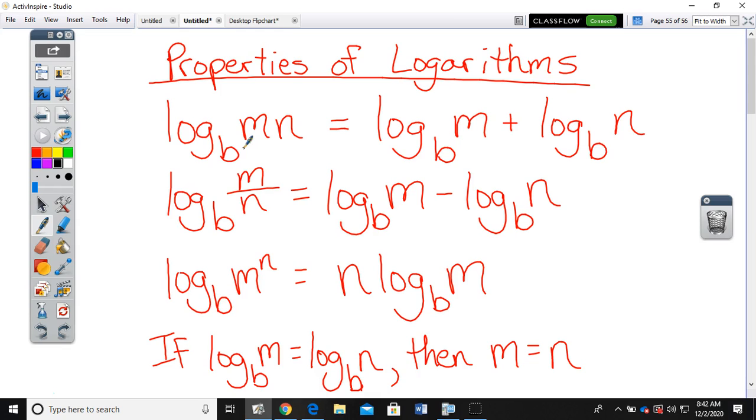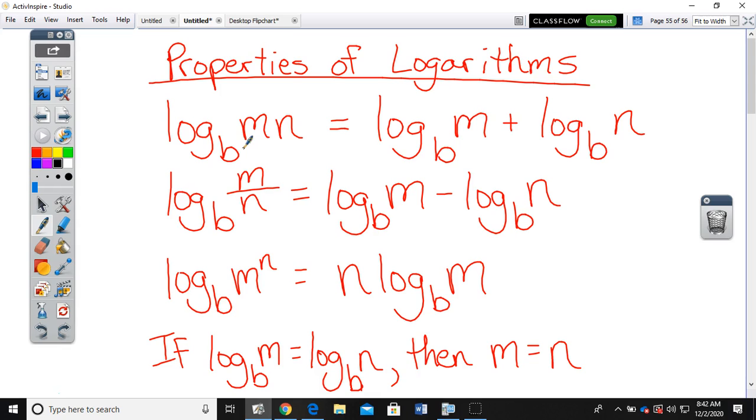If you have the log base b of two numbers times each other, you can separate those and say log base b of m plus log base b of n. Notice, multiplying, we can do what with them? Add, just like your exponents. And I know it's written to go from multiplying to add. You can go the other way too. In fact, most of the time you use this property, you are going the other direction.